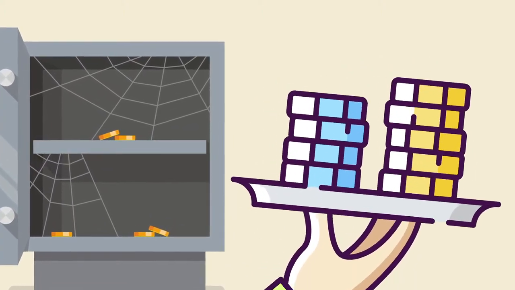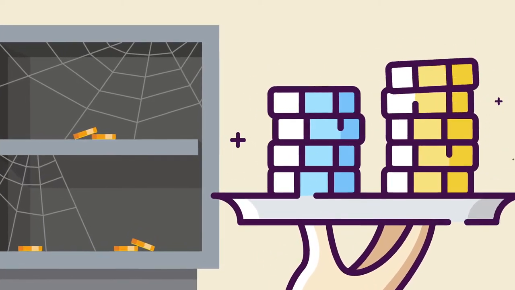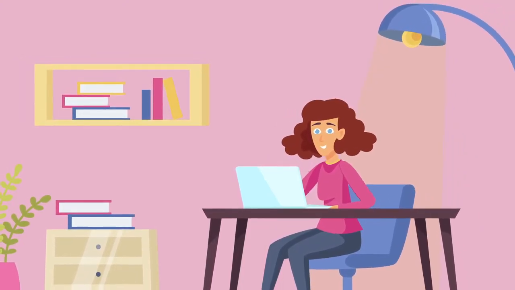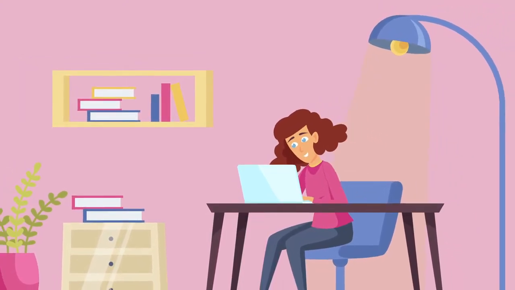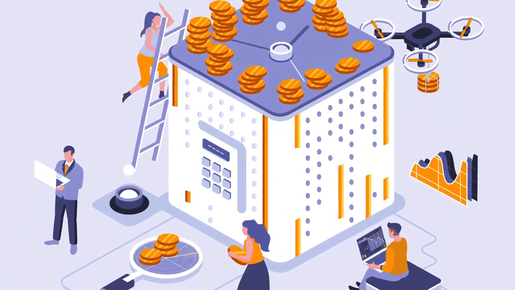The policy owner can take a policy loan if he or she needs cash now but would like to keep the death benefit for the future and repay it over time. A significant amount of money could be left to your beneficiaries if you accumulate considerable cash value over the policy's lifetime. The cash value of your policy can increase your death benefit.